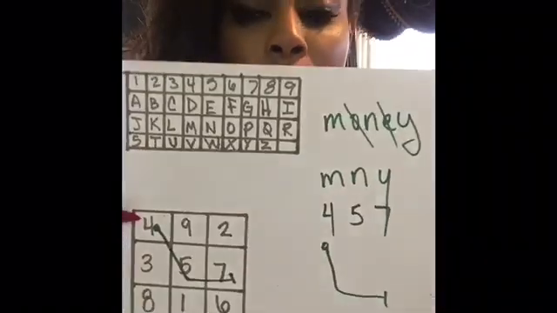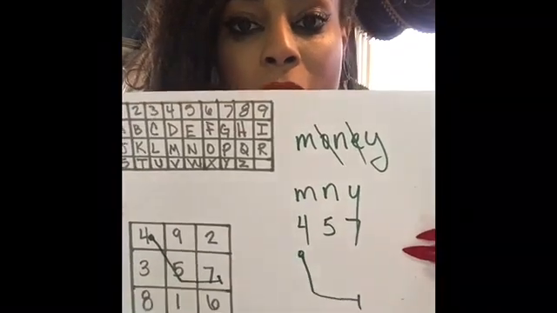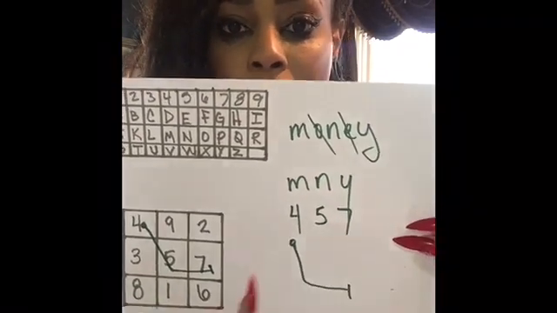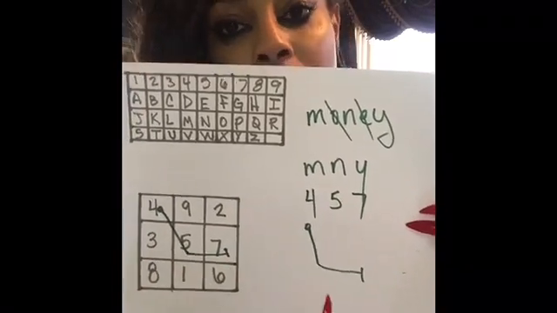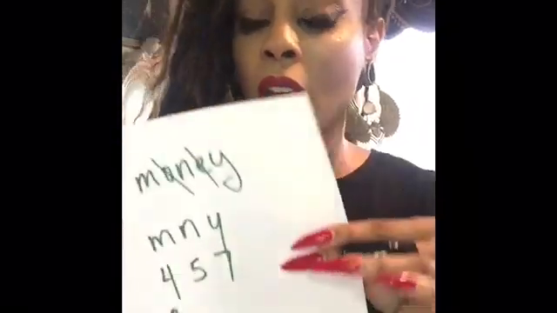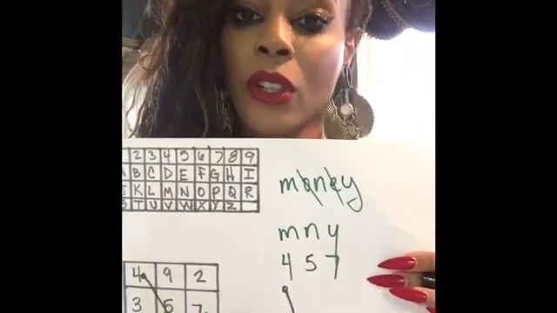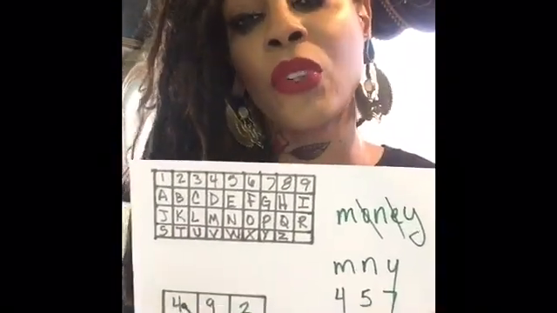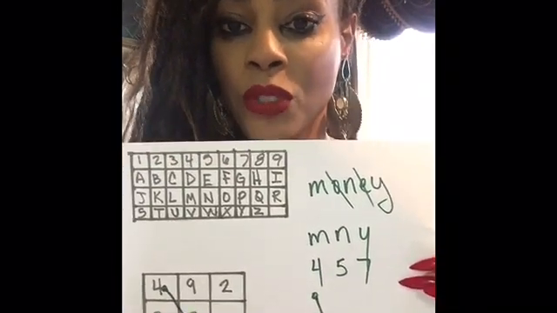Let's use money as the first example. So we have here money. As you see, I have crossed out the O and the E. What I am left with is M, N, Y. Then I write the numeric correspondence for each letter below. So I have here a 4, 5, 7, I believe. Yeah, 4, 5, 7. Now I go to the first number of that word in my chart. The first one is 4.